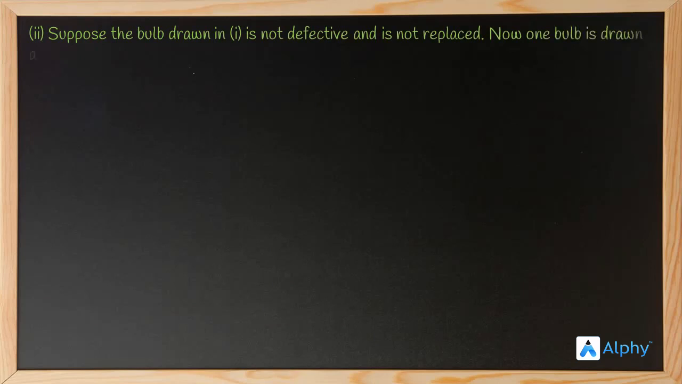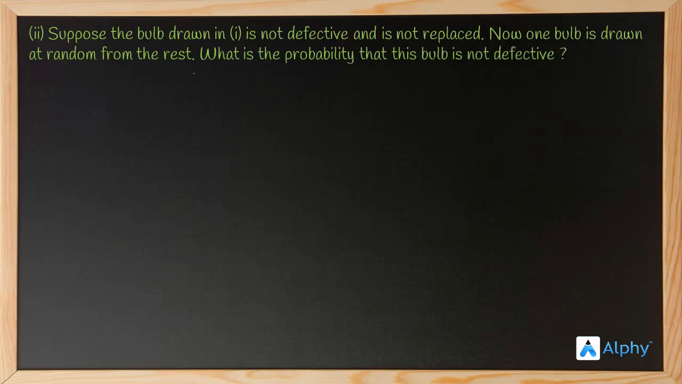Moving on to the second part, which says, suppose the bulb drawn in the first part is not defective and is not replaced. Now one bulb is drawn at random from the rest. What is the probability that this bulb is not defective? Now it is told that the bulb that we took out in the first part is not defective and is not replaced. That is, it is not put back in the lot of 20 bulbs. Now, how many bulbs are we left with? We are left with 19 bulbs, out of which 4 are defective and 15 are not defective.